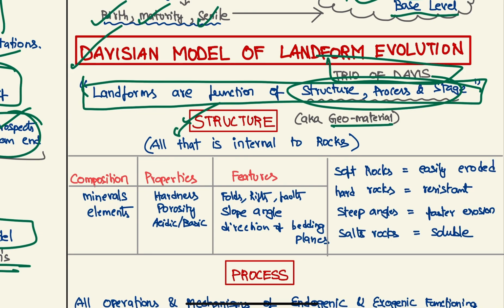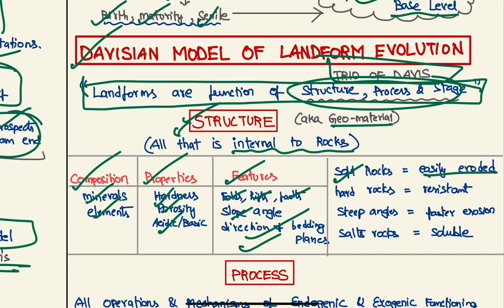It refers to all that is internal to the rocks, which can be composition like minerals and elements that make it up, and properties like hardness, porosity, acidity, basicity, etc., and features like folds, faults, slope angle, direction of bedding planes, etc. So, for example, a soft rock can be easily eroded, hard rock can be resistant to erosion, steep angles erode faster, salt rocks are soluble.